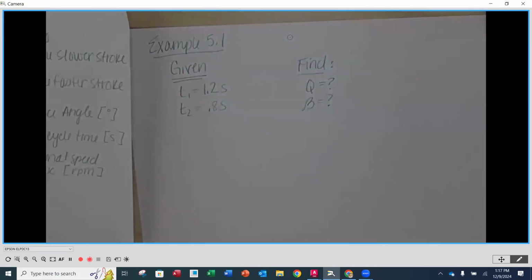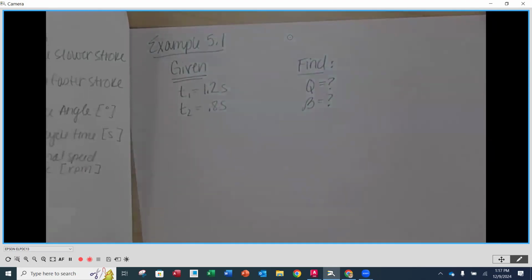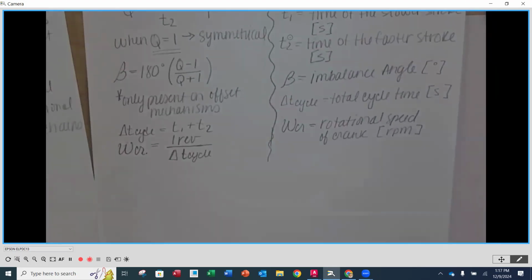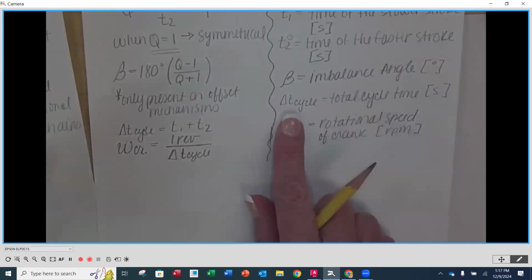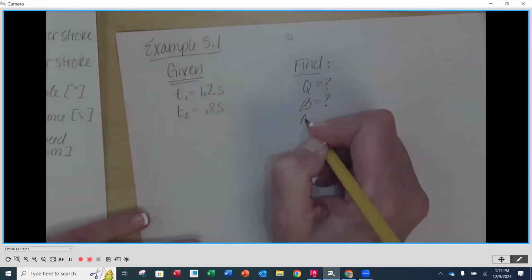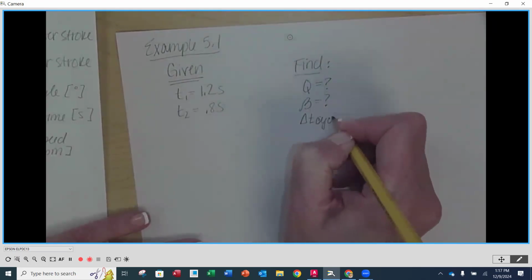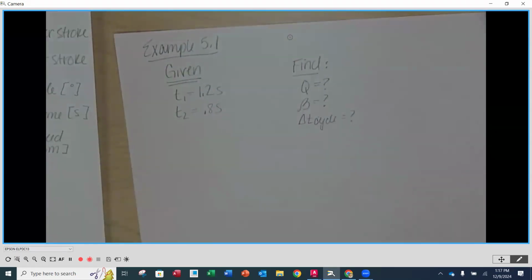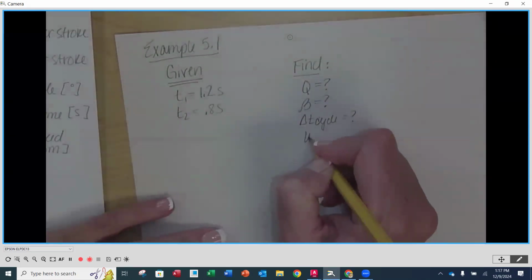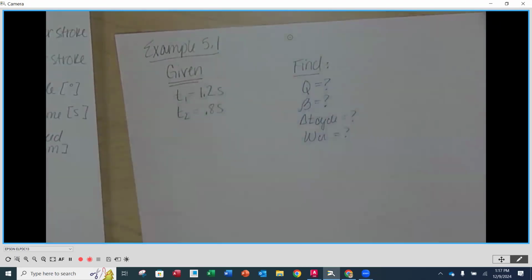We've got to find that. We need to find the total cycle time, which is going to be delta T cycle. And then lastly, we need to determine the speed of the driving mechanism. The speed is going to be the rotational speed of the crank, so that's going to be omega crank. Just those two pieces of information were given, and we have to find four different things. But we're in good shape. We'll have what we need.